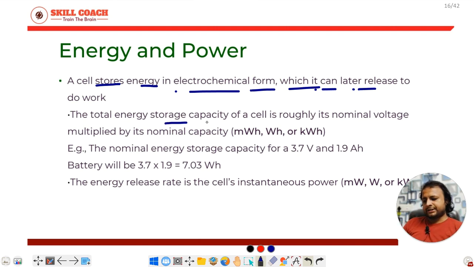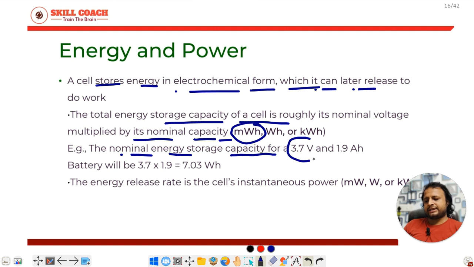And the total energy storage capacity of a cell is roughly its nominal voltage multiplied by its nominal capacity, which we can express in megawatt hour, watt hour and kilowatt hour. The nominal energy storage capacity of a 3.7 volt and 1.9 Ah battery will be around 7.303 watt hour. And how can we get it? We can simply multiply voltage and capacity, meaning P is equal to what? V into I.